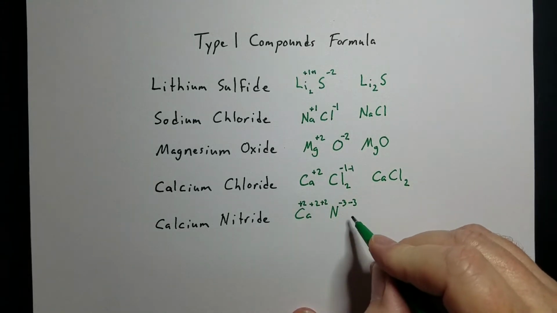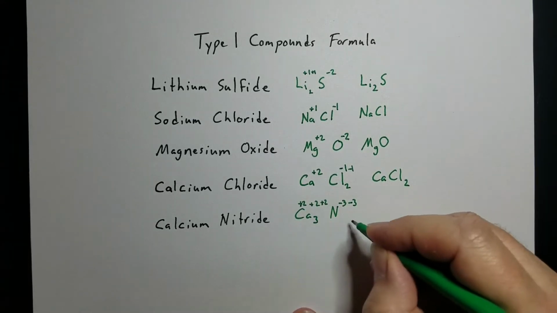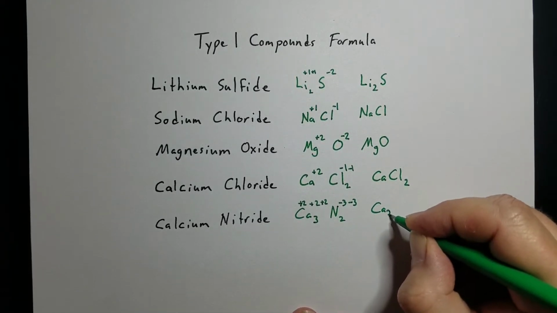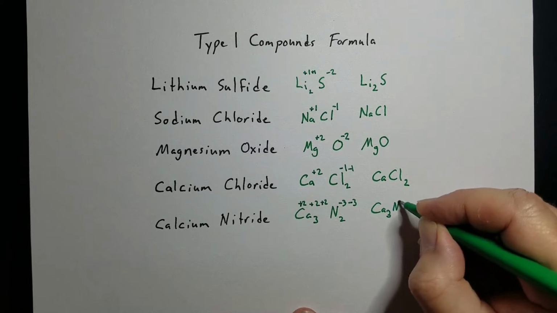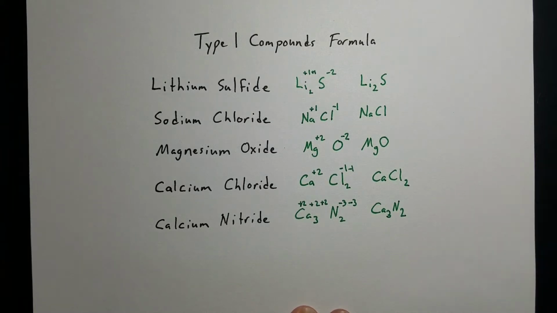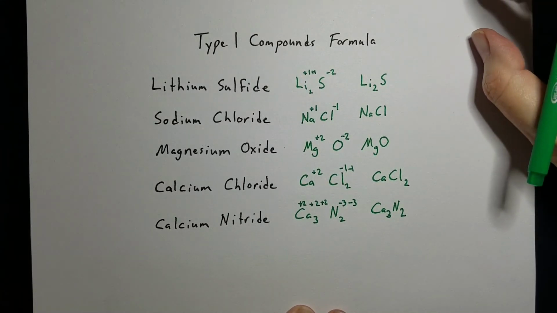6 here, -6. That's balanced. So we need 3 of those and 2 of those. So we get Ca3N2. And that is calcium nitride. Now those were all type 1 compounds.